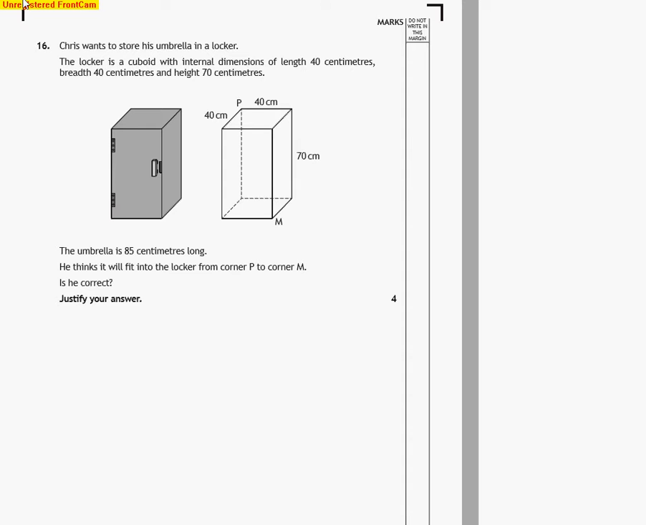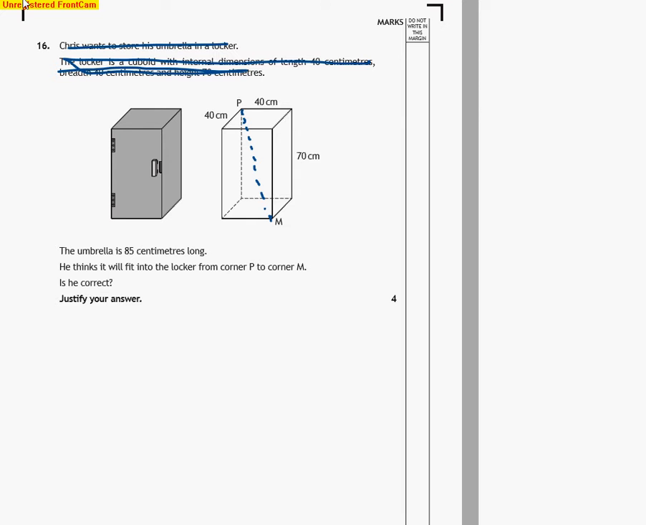Chris wants to store his umbrella in his locker. The locker is a cuboid with internal dimensions 40, 40, 70. He wants to put his umbrella in the locker. The umbrella is 85 centimeters long. He thinks it will fit between P and M. Is he correct? So the question is asking, what size is PM? Is it bigger or smaller than 85?